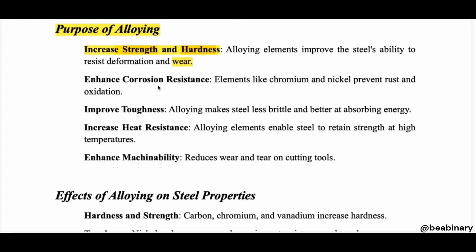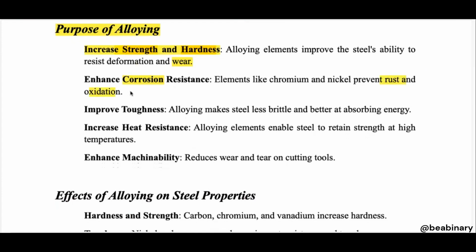Okay. And most of the time you have seen this property as well, corrosion resistance. So enhanced corrosion resistance means you would not see any kind of rusting behavior of the steel when it is exposed to the atmosphere, right? Or environmental exposure. So they are not having corrosion. It means they have corrosion resistant properties. So they have a capability to resist being corroded. Okay. So corrosion resistance: elements like chromium and nickel prevent rust and oxidation.